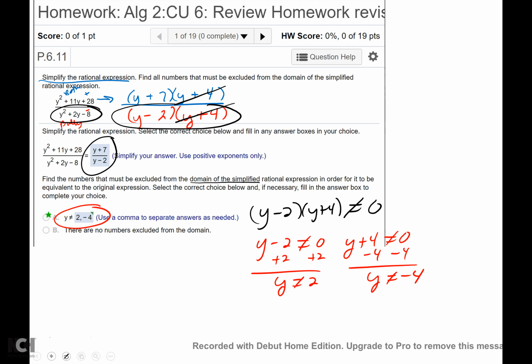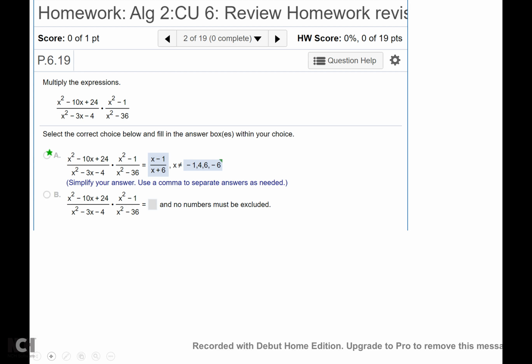Okay? Alright, number 2. This is multiplying. When you multiply, it is straight across the top, so top times top, bottom times bottom. And the multiplying is done. Alright, all I need to do, you could FOIL, you could distribute if you wanted to, but that's just going to make it worse to factor. The trick is to factor all the factors.